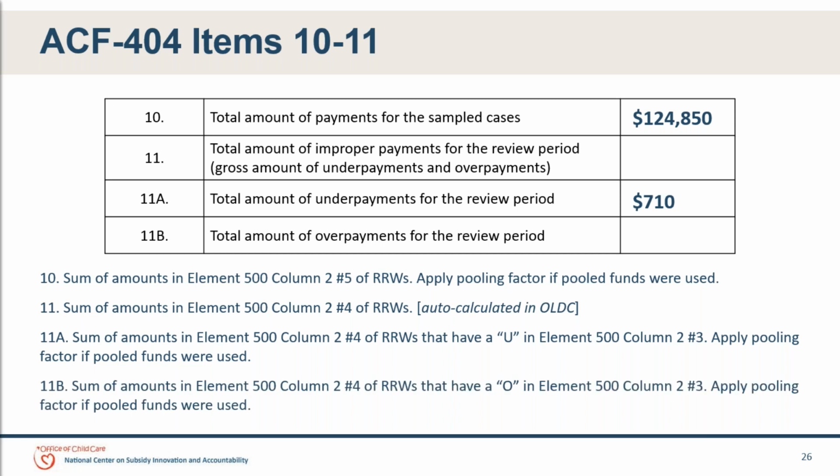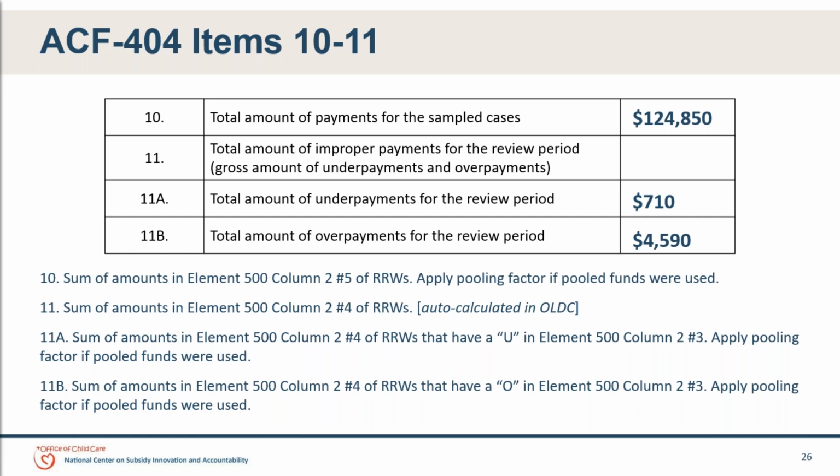Item 11B, you might have guessed, is kind of the same thing, but for overpayments only. So it's the same idea. You're going to sum up the amounts that were entered in number 4 of element 500, column 2 of your record review worksheets for only those cases that had an O entered in element 500, column 2, number 3. This is another one where you would enter the pooling factor if necessary. Our example had $4,590 in overpayments.